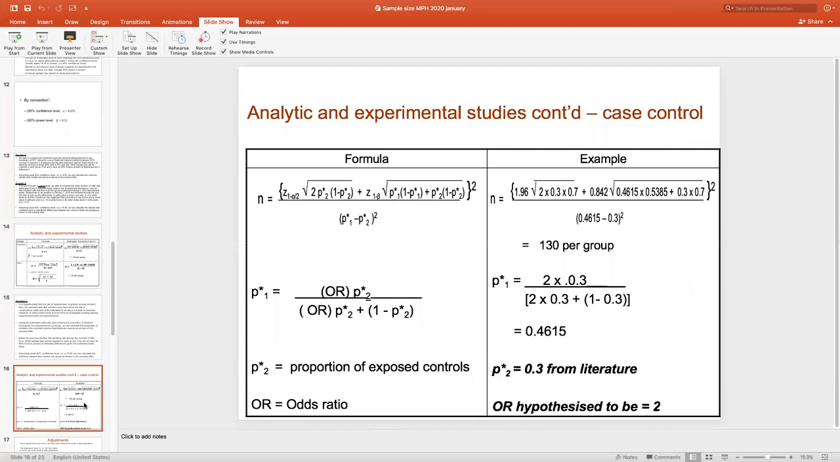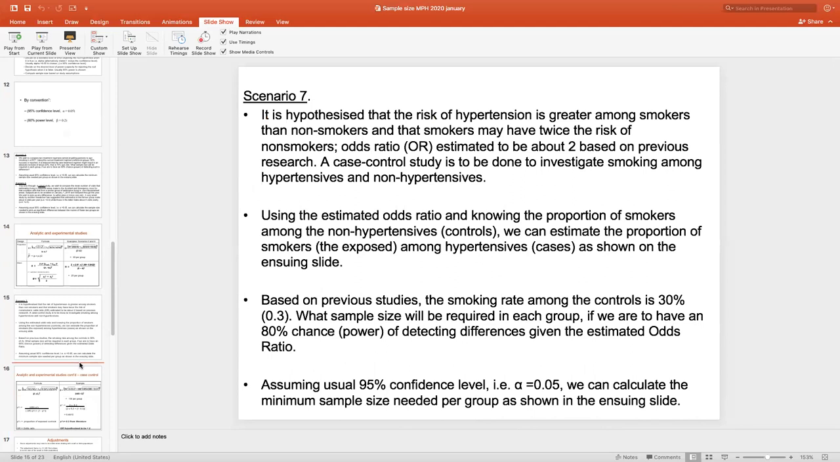Right. This one is the most complex one, which is, suppose you're doing a case control study. You have to have some hypothesis. In this case, I'm looking at the relationship between hypertension and smoking. And it is thought that the risk of high blood pressure is greater among smokers than non-smokers, and smokers have about twice the risk of non-smokers. And how do I know this? Because I went and I did a literature review, and studies suggested that the odds ratio is about 2.